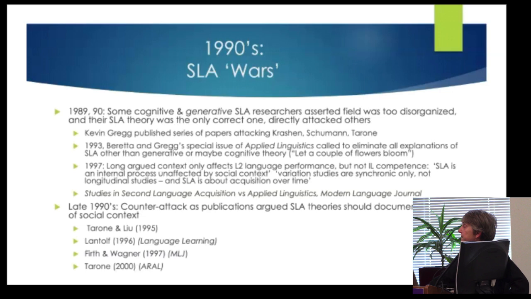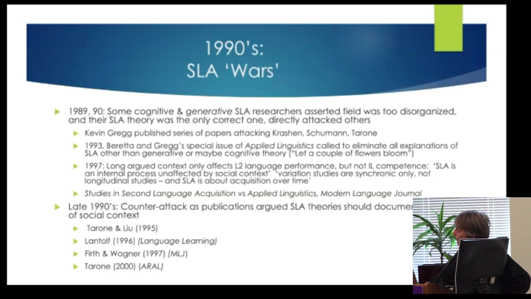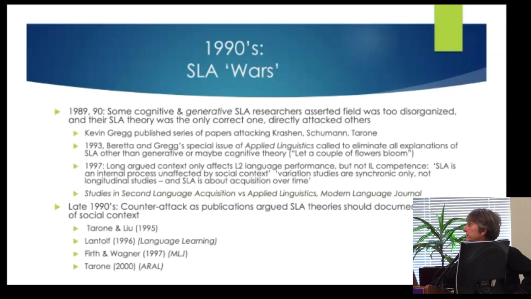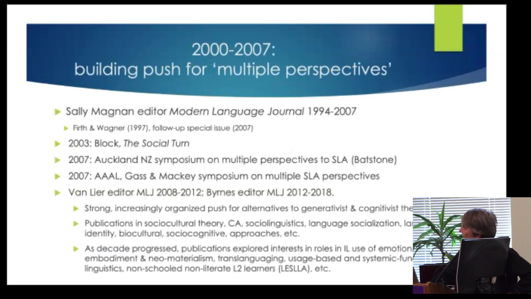Firth and Wagner in 1997 wrote a paper that's now famous in the Modern Language Journal, saying we need, for teachers, for practical purposes, social context needs to be a factor that we think about. It is not enough to just ignore it. And then in 2000, I wrote a reprise of that Selinker paper, revisiting what is the role of context in second language acquisition. Then in the 2000s, there was an increasing push from multiple perspectives.